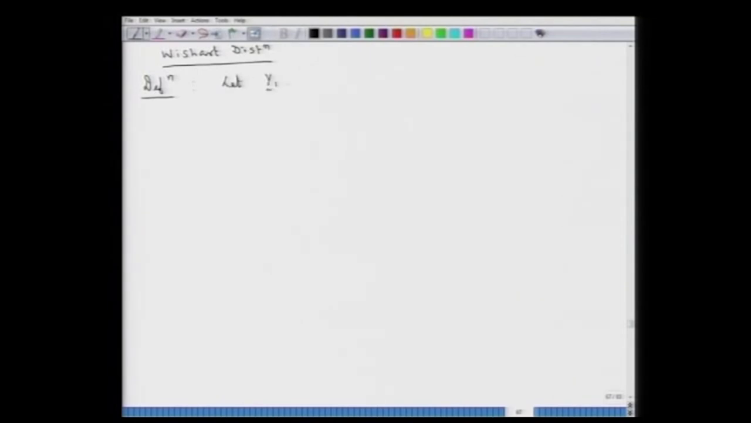Let y1, y2, ..., yn be independent multivariate normal. Let me use the notation n here. So, y1, y2, ..., yn suppose are independent normal, m dimensional, with mean vector as the null vector and covariance matrix as sigma matrix. Then the following quantity A, which is the summation i equal to 1 up to n of y_i y_i transpose, is said to have a Wishart distribution.